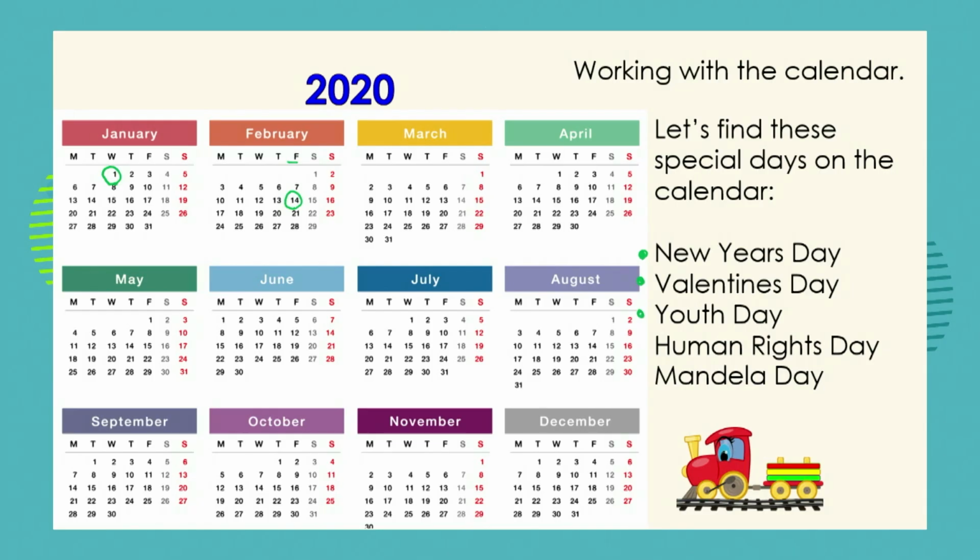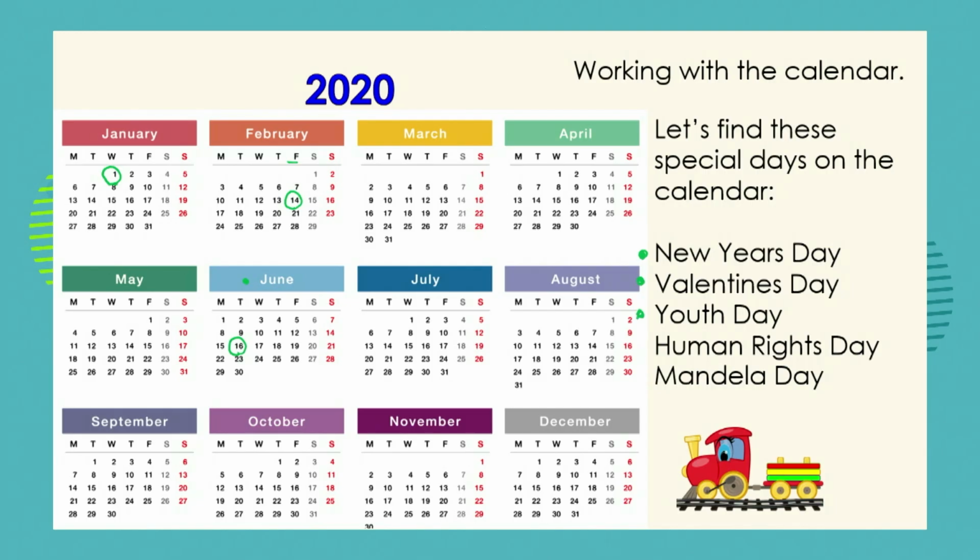The next important holiday that we celebrate in South Africa is Youth Day. And Youth Day falls in which month? Yes, very good. It falls in June. June is the 6th month of the year. So here is June. And what date is Youth Day? Youth Day is on the 16th of June. So if we find the 16th, it is over here. And we can see that the 16th is a Tuesday.